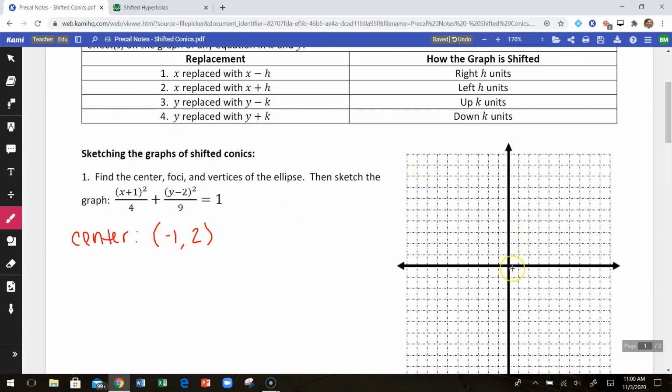I'm actually going to go ahead and graph. I think a lot of this information is clearer to see if you actually graph it as you go. So the center is at -1, 2, and I'm going to put a point there at -1, 2.